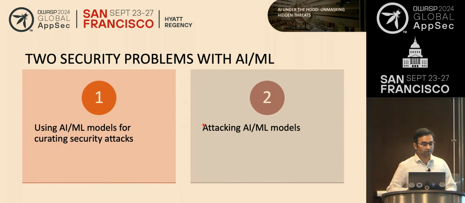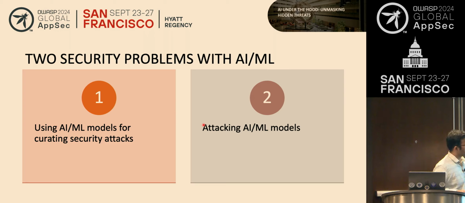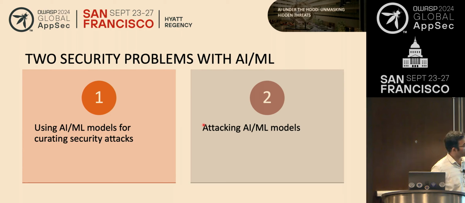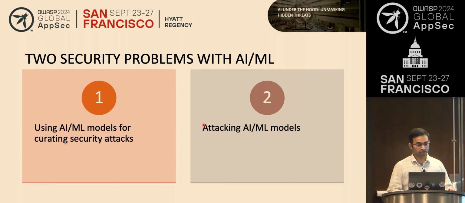Having seen some of the issues, let us look at the two security problems with AI/ML. The first involves using AI/ML models for curating security attacks, which is basically using an AI model to attack other applications. The second is attacking AI models, in which we are attacking the AI model itself. Today I will be focusing more on the second one, but I'll quickly cover what the first problem involves.